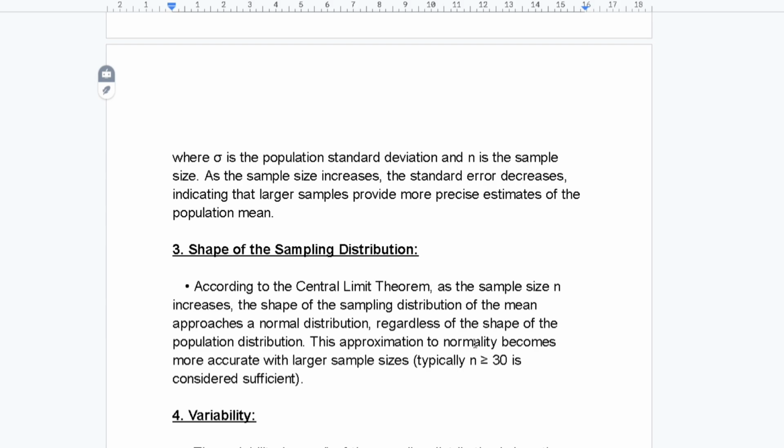Third is the shape of the sampling distribution. According to the central limit theorem, as the sample size n increases, the shape of the sampling distribution of mean approaches a normal distribution regardless of the shape of the population distribution, and this approximation of normality becomes more accurate with a larger sample size. Typically, when n is larger than 30, it is considered sufficient.